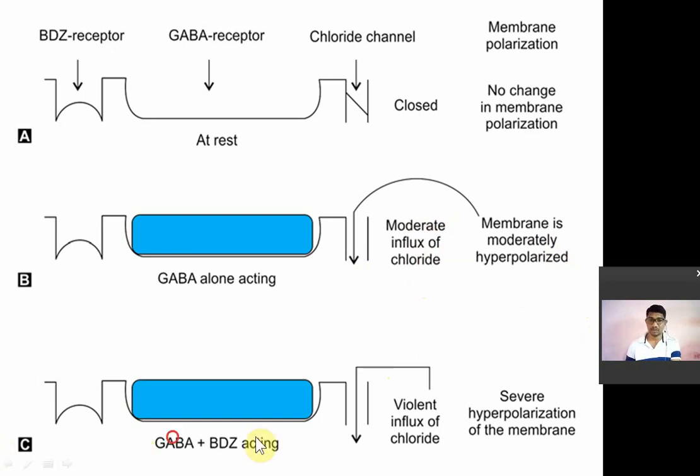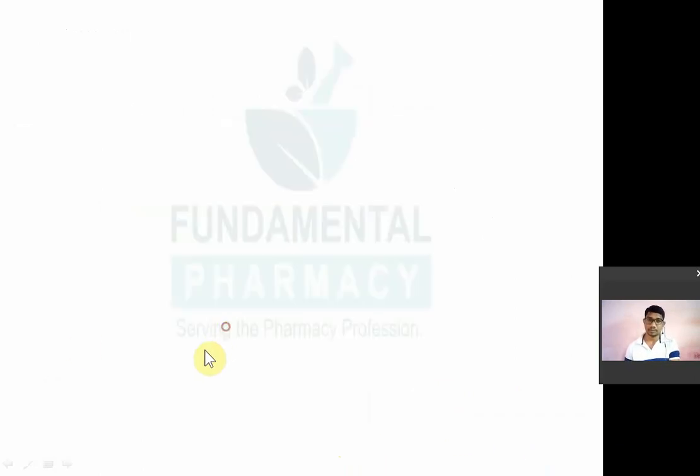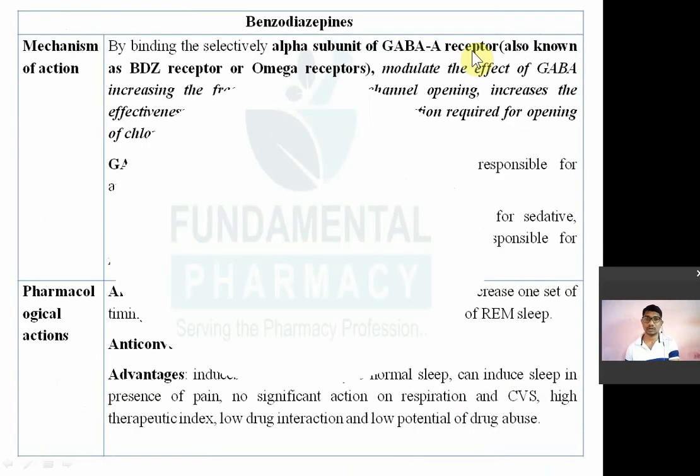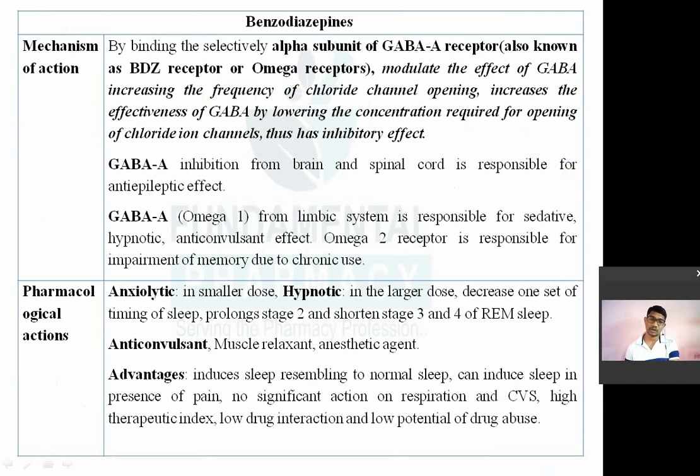Now, in case of GABA plus benzodiazepine, when the benzodiazepine drug is given along with GABA, it shows you that benzodiazepine will facilitate the action of GABA. Means it will promote the action of GABA. So there is a violent influx of chloride ions inside the cell and severe hyperpolarization of the post-synaptic membrane, and there is a depression of nerve, not normal depression. Now we'll see the individual drugs.